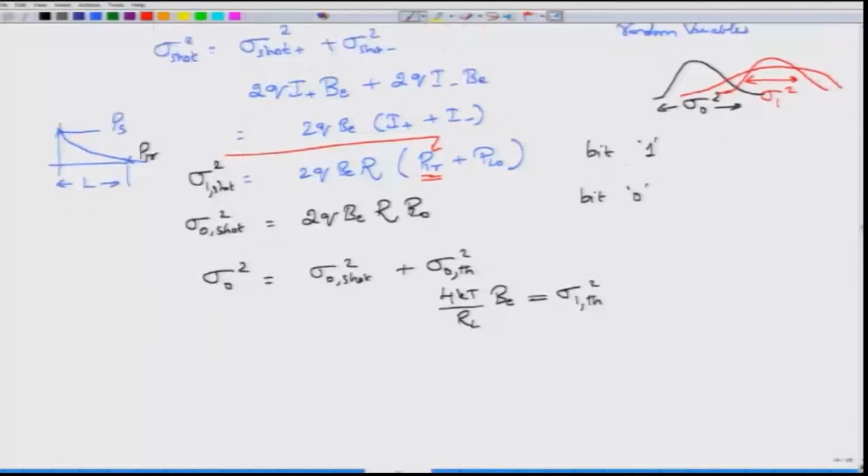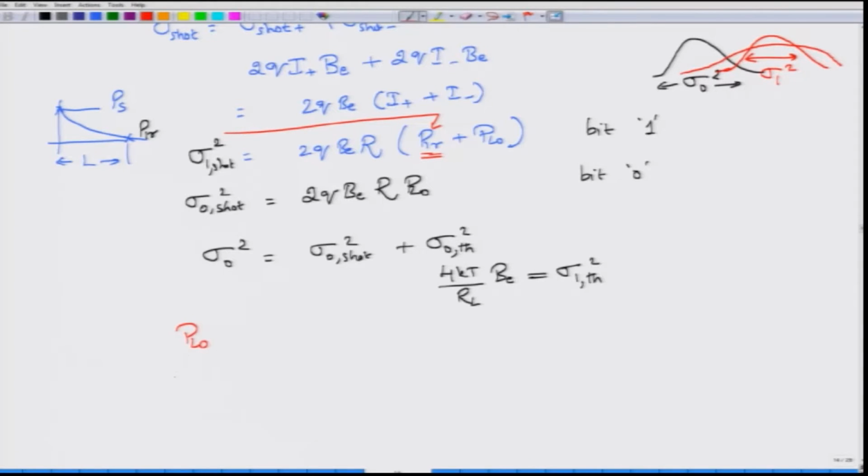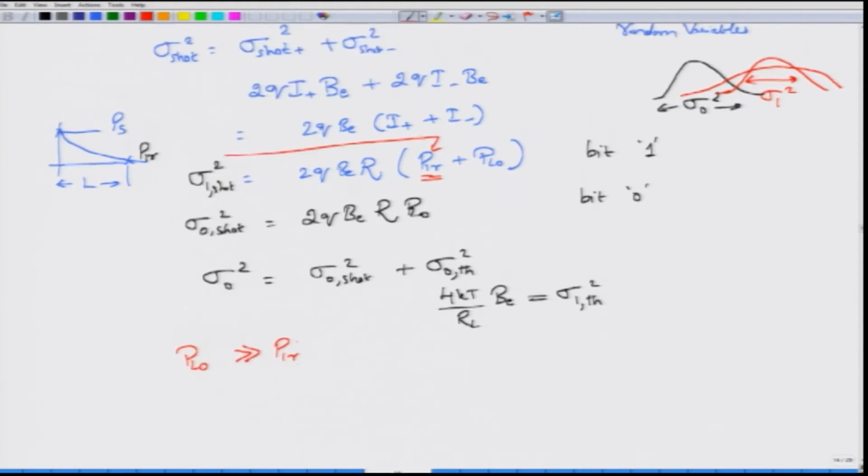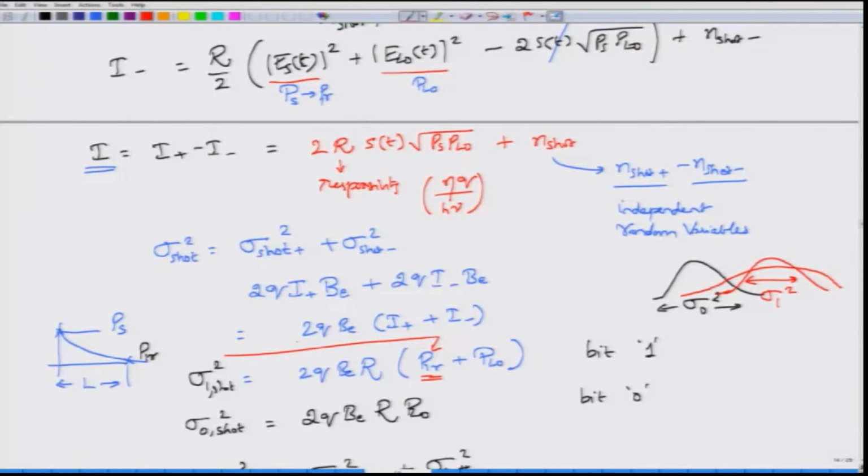In order to avoid this problem, what we normally do is we have the local oscillator PLO completely dominating the received power. Even under the worst case scenarios, you have PLO which is much larger than P1R. The advantage of that in terms of the signal is that you have PLO much larger than the received signal P1R. Of course, P1R will be equal to PS when you transmit bit 1. So you are essentially getting some sort of a gain without actually using an optical amplifier. You are getting a gain because you are using this PLO.